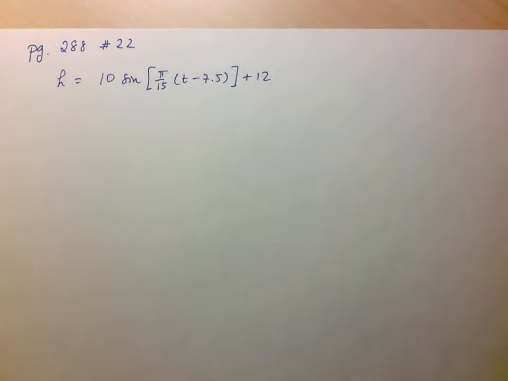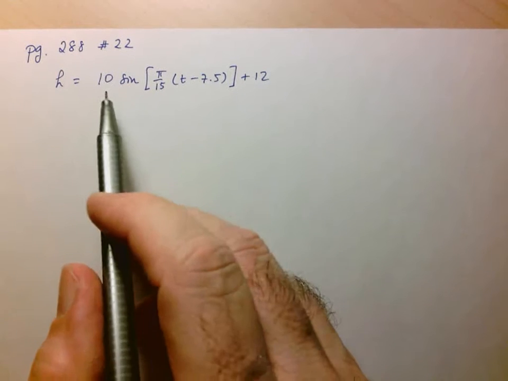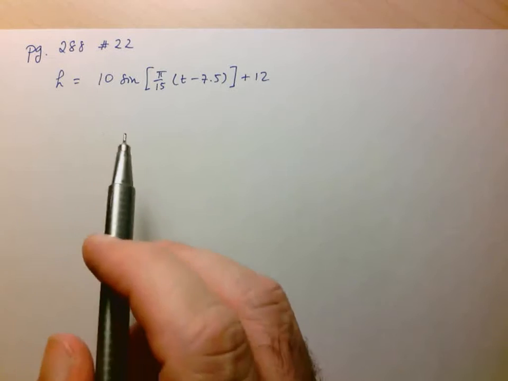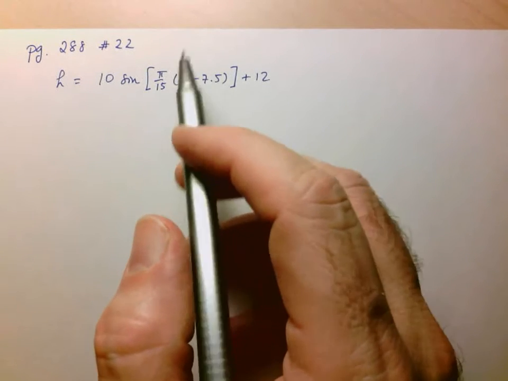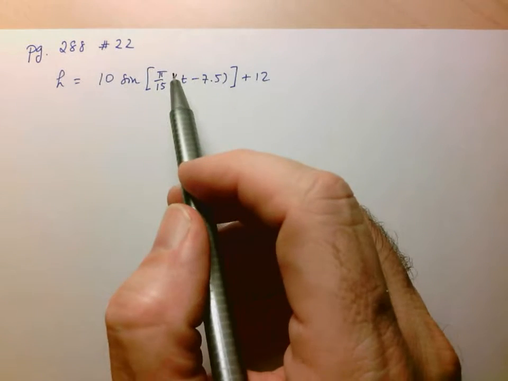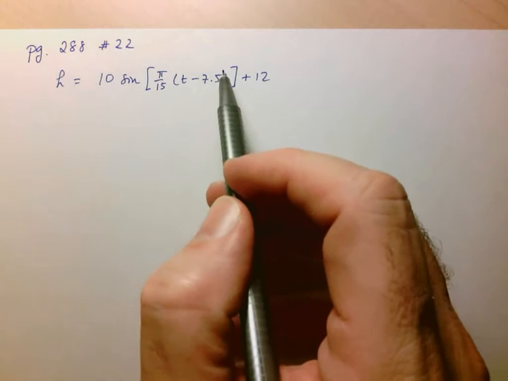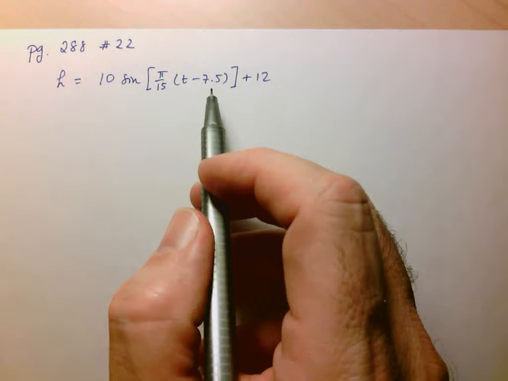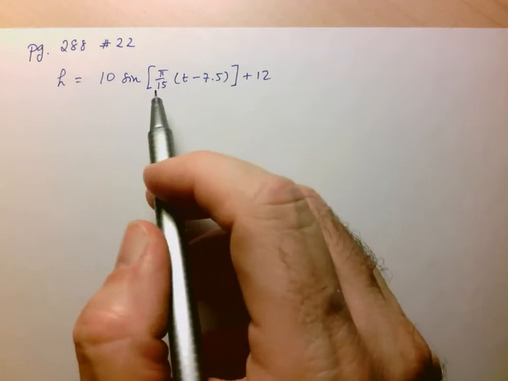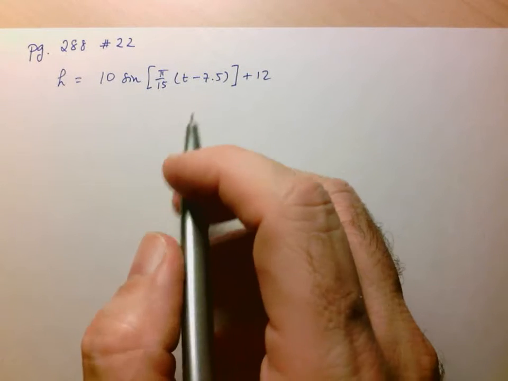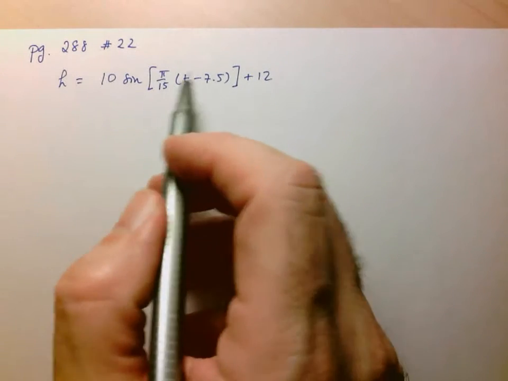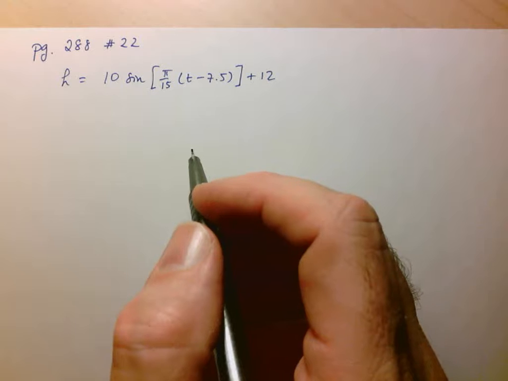Hi folks, we're going to take a look at page 288, number 22. Now I'm going to solve this version of the equation. It looks as though different versions of this textbook have a different function. So in one version of the textbook there's no brackets here. Now I'm going to solve it this way because the answer at the back solves it as though there were brackets around the t minus 7.5. Okay, so if you solved it without the brackets, you're likely to get some different answers here.